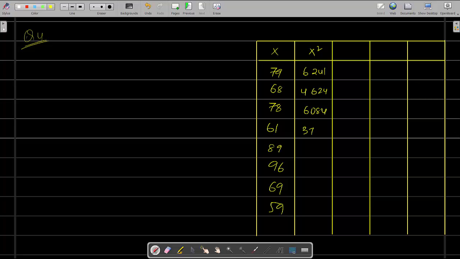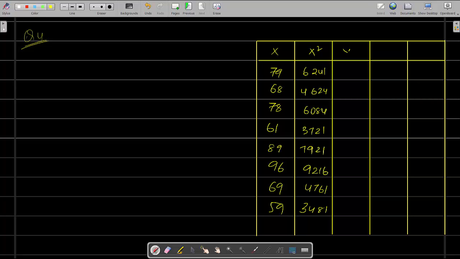6,084, 3,721, 7,921, 9,216, 4,761, 3,481. So this is x squared.